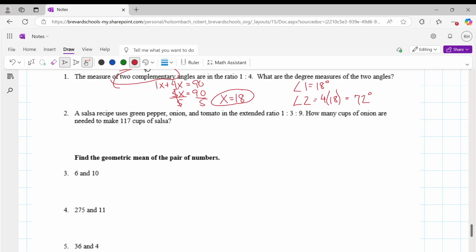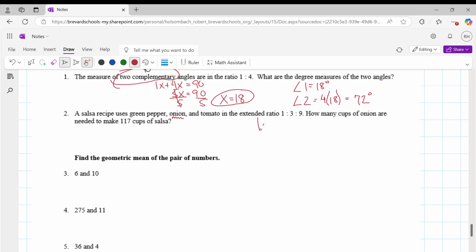Problem number 2: a salsa recipe uses green pepper, onion, tomato in the extended ratio 1 to 3 to 9. How many cups of onion are needed to make 117 cups of salsa? So again, we're going to use this extended ratio to find a multiplier. And then since we need onion, it's the middle ingredient in the recipe. We're going to solve for our multiplier, and then multiply it by the middle number in the ratio, which is the 3.